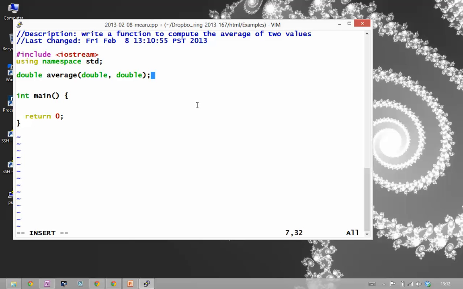Again, this is simply declaring the function for the compiler to say that if you encounter this word average, this is a function. It should have 2 arguments of type double, and it should be in a place where a double makes sense, because after it runs, it's going to turn into a double.